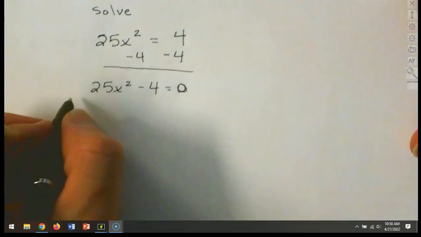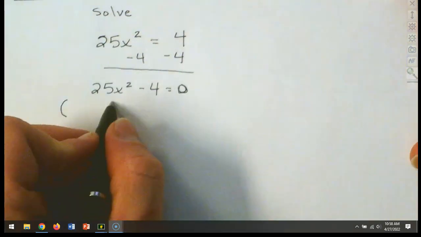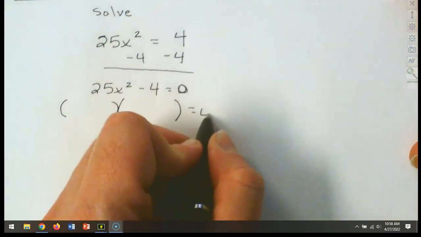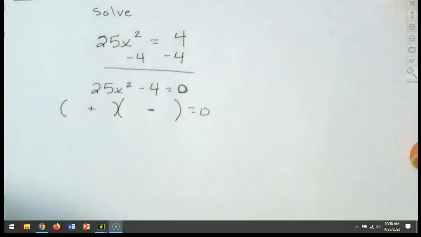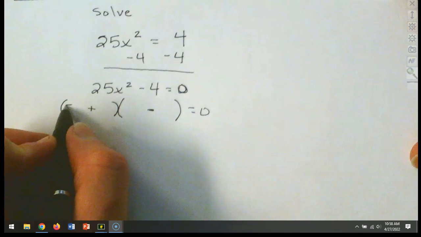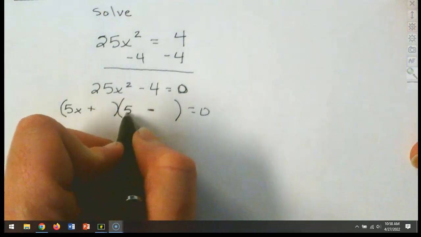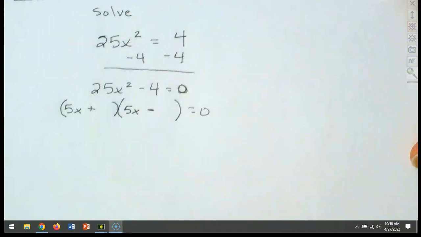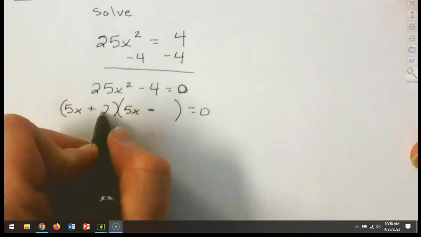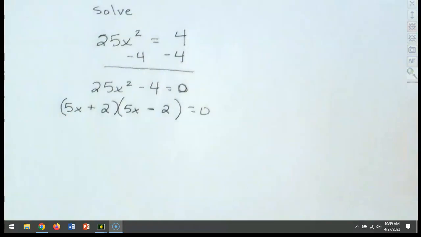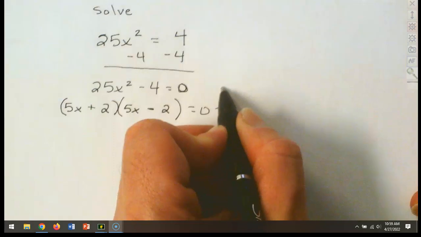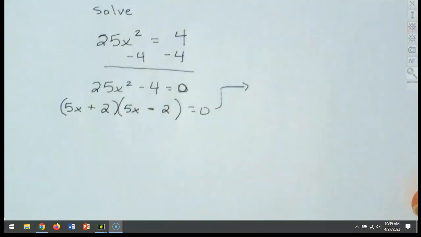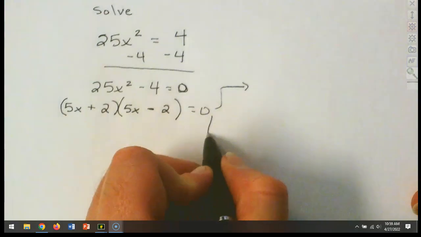Difference of squares. Okay, so a difference of squares would factor out into a plus and a minus. 25 is a perfect square of 5, so that's 5x and 5x. 4 is a perfect square of 2 and 2. Now this is going to allow us to get our two solutions. So it's been set to 0, and it's been factored. Now we set each part to 0. So each set of parentheses goes to 0.